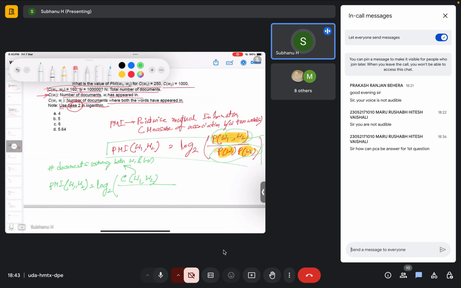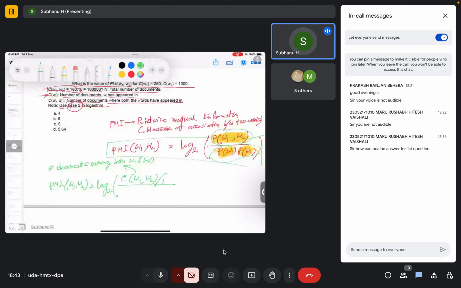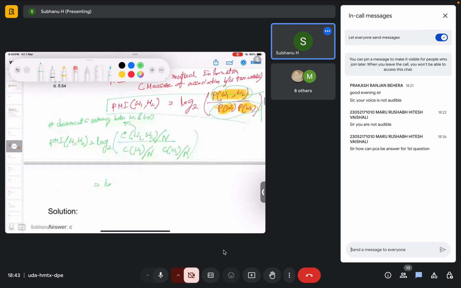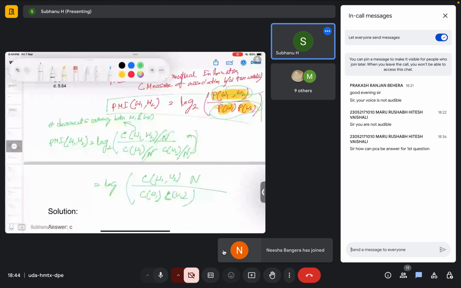So how can you find out the probability? You can find it by the count divided by the total number of documents. So the same: count of W1 over the total number of documents, count of W2 over the total number of documents. So in this formula, this n and this n will cancel out. Then the n will go up here, then C(W1) and C(W2). Right? So this is the formula.